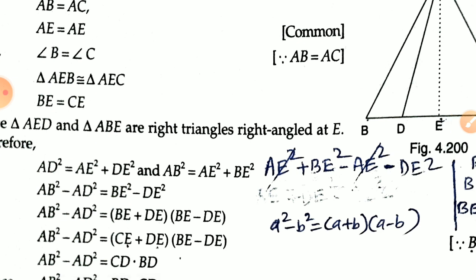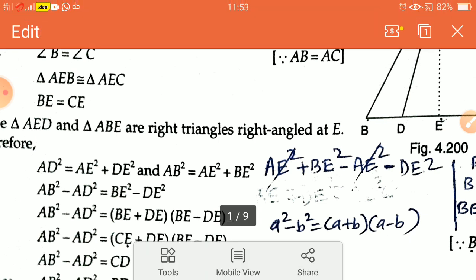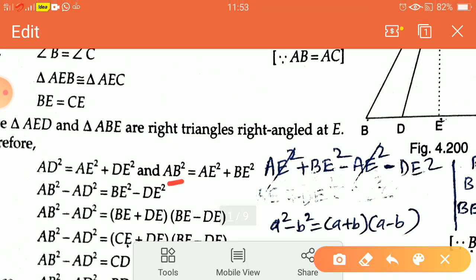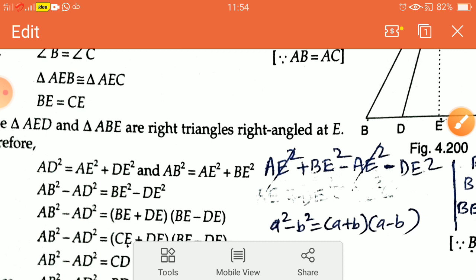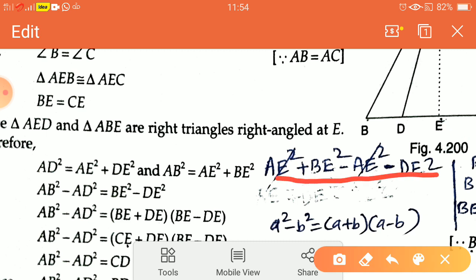AB square minus AD square. So here we get AE square plus BE square minus AE square minus DE square. Here subtraction is there, so the signs of both AE square as well as DE square will get changed, and therefore AE square and AE square will get cancelled. Then we will get BE square minus DE square.